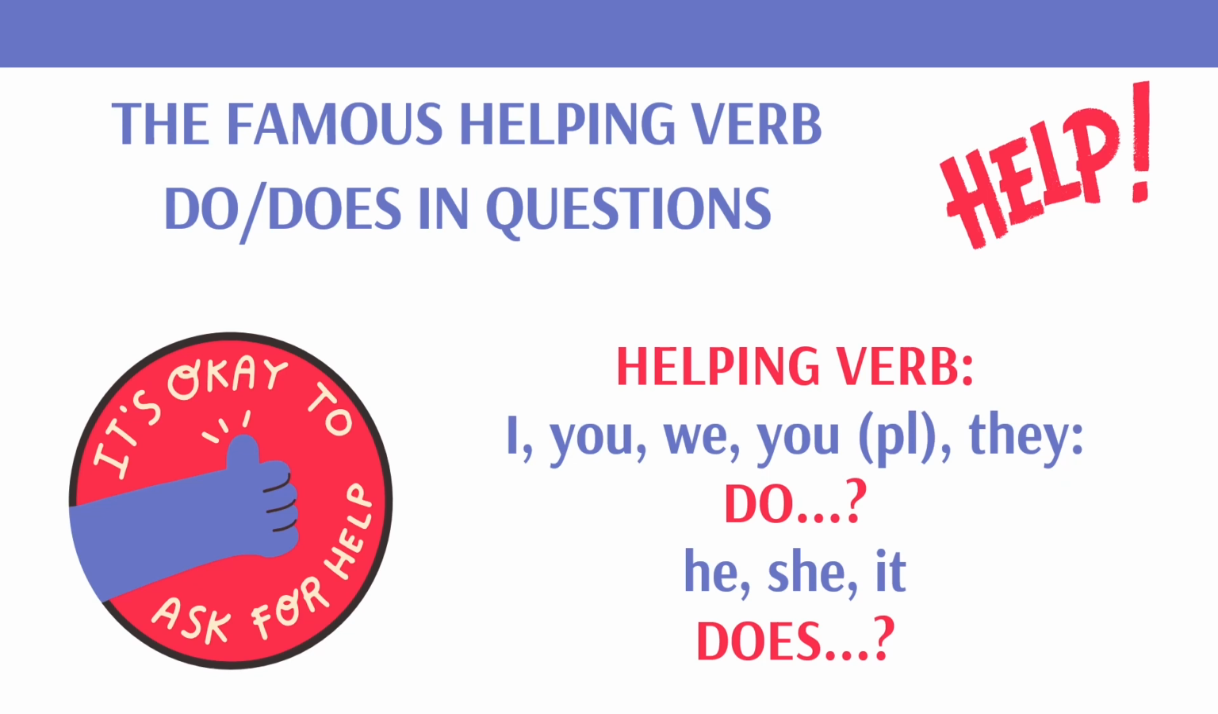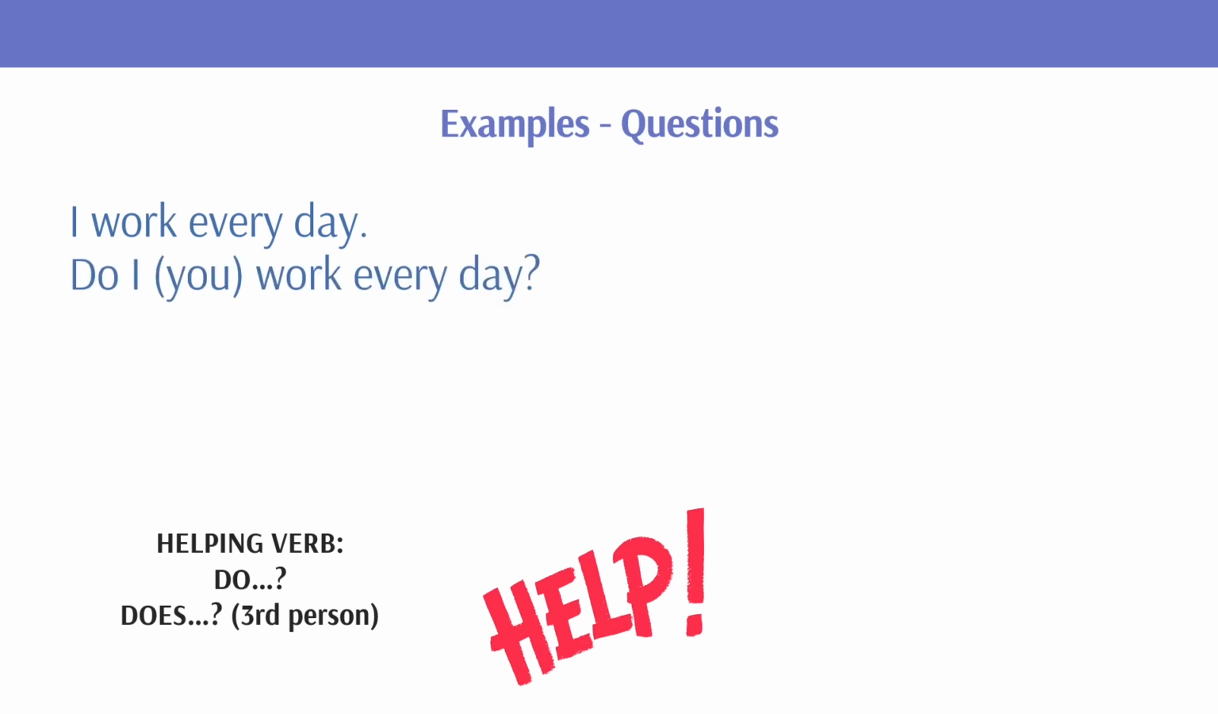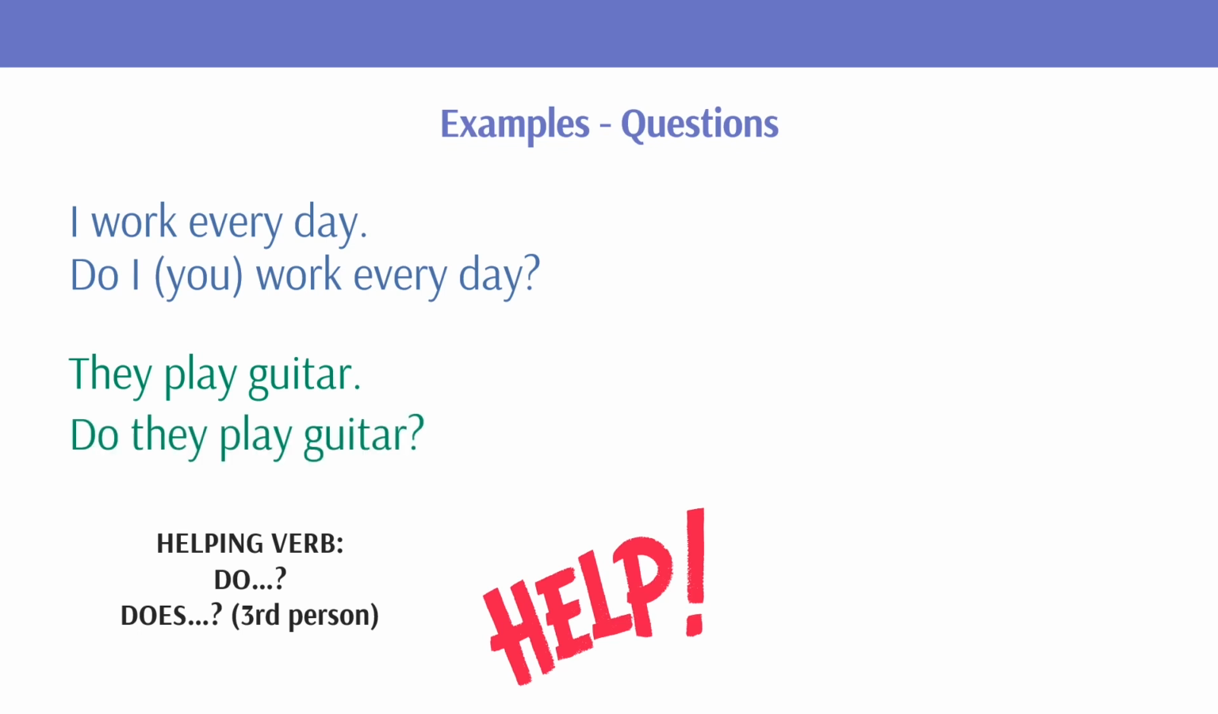Let's look at some examples of some questions. Ein paar Beispiele. I work every day. Do I work every day? Wenn ich mich selber fragen möchte, ob ich täglich arbeite. Or I can ask, do you work every day? Arbeitest du jeden Tag? They play guitar. Ein positiver Satz. Als Frage, do they play guitar? Spielen sie Gitarre?